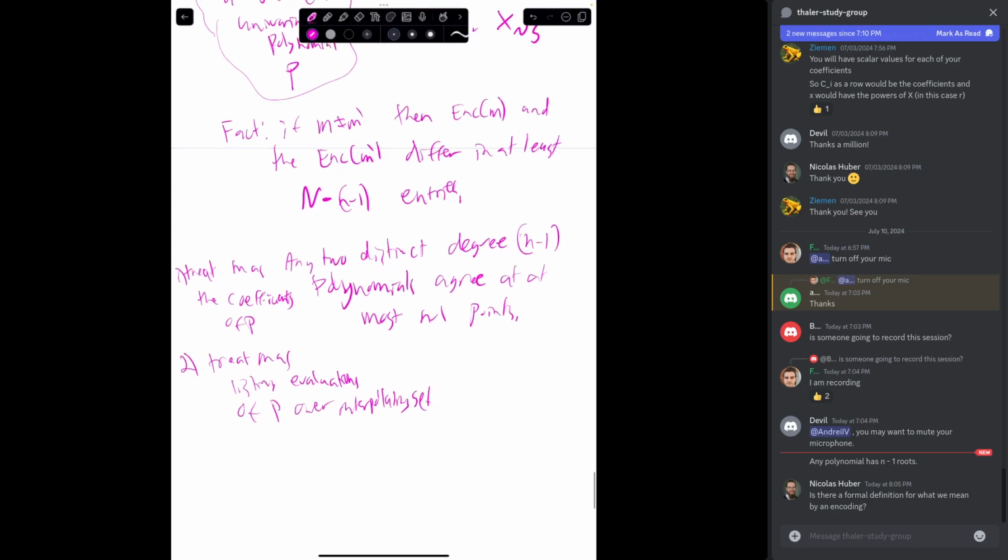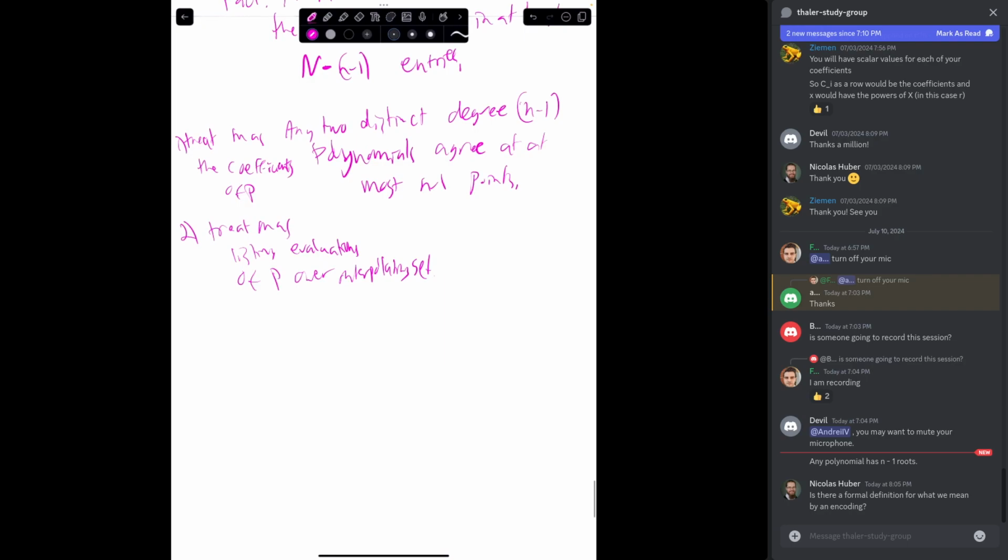Okay, and so just tying this back to fingerprinting, where you remember Alice sent to Bob R and P of R, right? P of R here is a single random entry of the Reed-Solomon encoding of Alice's input.